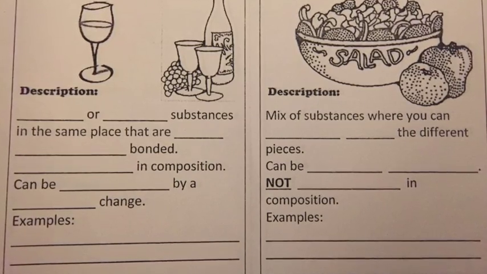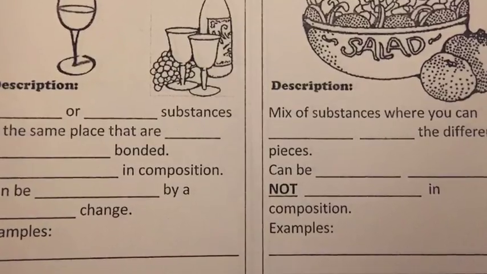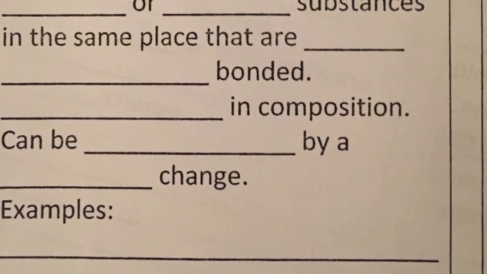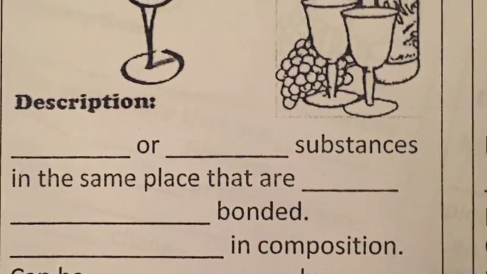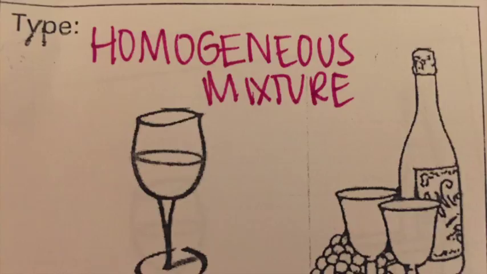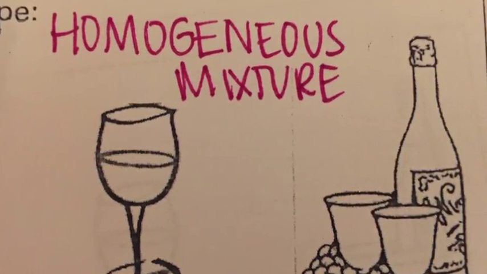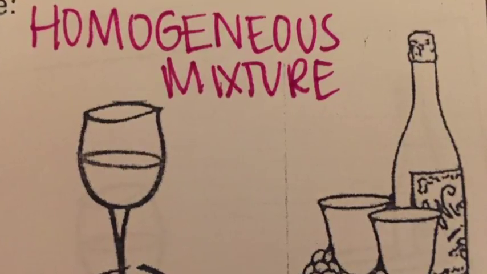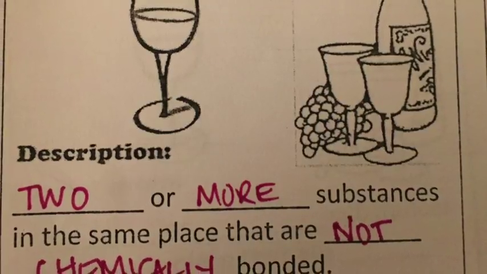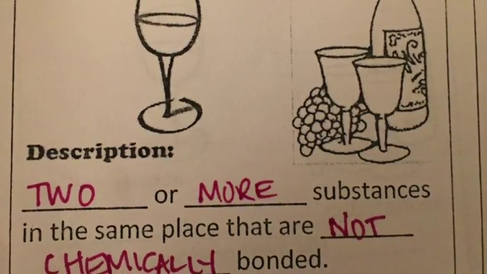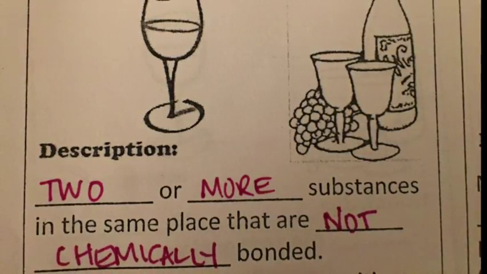All right, moving on to the second half of the notes. This is the bottom half or the second page of your note sheet. We're going to start with the first of these two. Both of these are mixtures. The first type is a homogeneous mixture. A homogeneous mixture is two or more substances in the same place that are not chemically bonded, and they are uniform in composition.